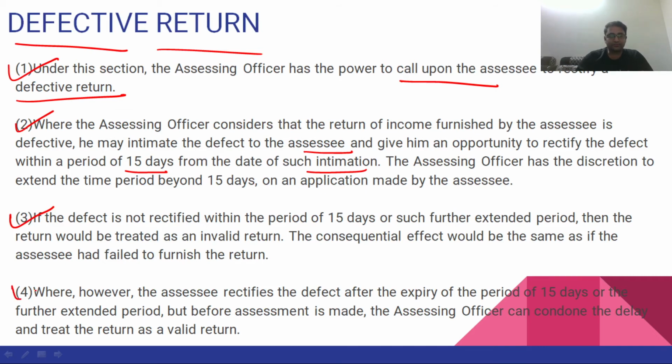Where, however, the assessee rectifies the defect after the expiry of 15 days or the further extended period, but before assessment is made, the assessing officer can condone the delay and treat the return as a valid return. Normally he will accept that and process the return as a valid return. Please take about 2 or 3 minutes, go through this.